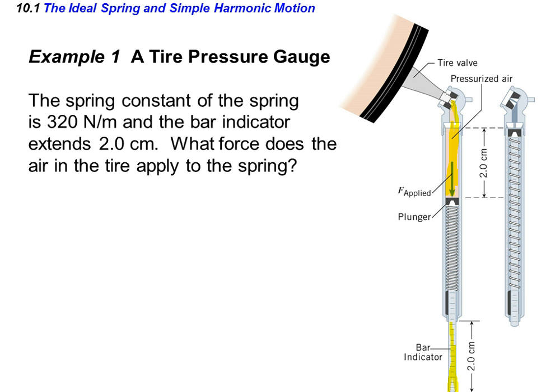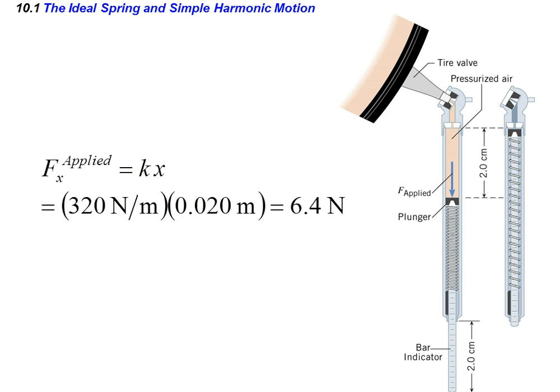The main thing is, what's the force applied here on the plunger if we have a spring constant of 320 newtons per meter and it's extended out 2 centimeters? So we want to know what is the force that that air is exerting on the plunger. We can just put that into our equation, 320 times 0.02, and we get 6.4 newtons.